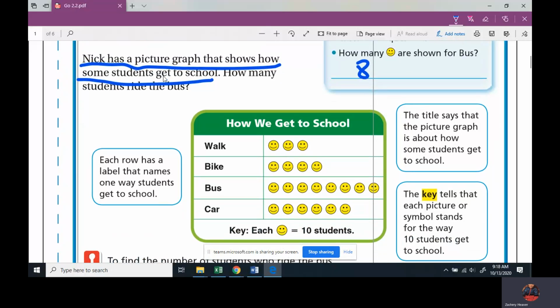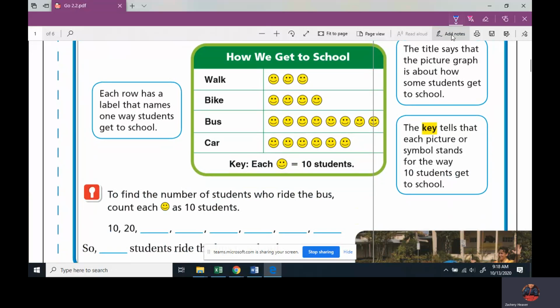So each row has a label that names one way the students get to school. Look, we have 3 smiley faces for walk, 4 for bike, 8 for bus, and 6 for car. The title of the picture graph shows how the students get to school, and the key, this is the biggest part, key. The key tells us each picture symbol stands for 10 students.